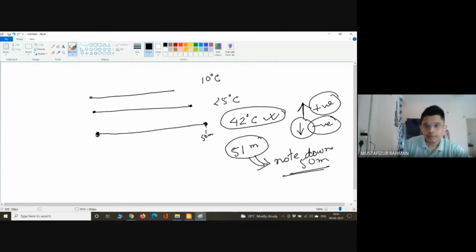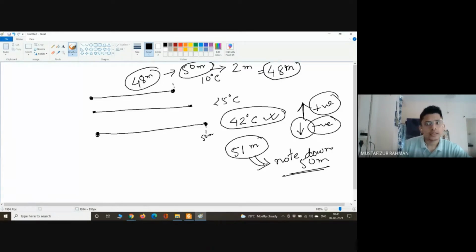It will shrink maybe a little bit. And this will be the tape. But still, we are measuring, say, 48 meter, but we are writing down 50 meter, right? So from 50 meter, we have to subtract 2 meter. Then only we shall get the correct value, 48 meter. So like that.